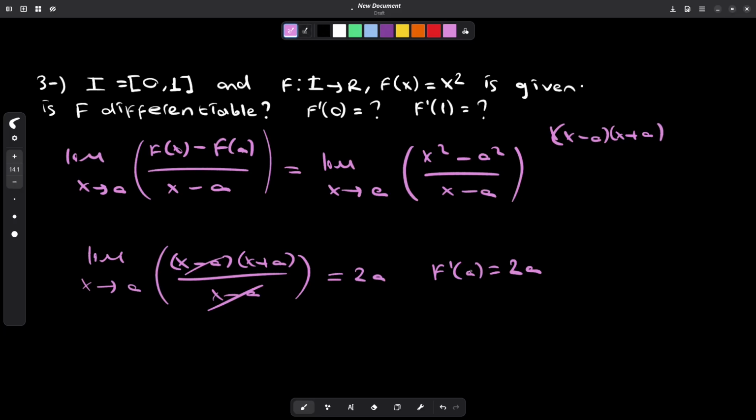Now what is it at 0? For a equal to 0, we can clearly see that 2 times 0 is 0. It's really easy from now on, right? At 1, 2 times 1 gives us 2. So therefore, this is our answer.